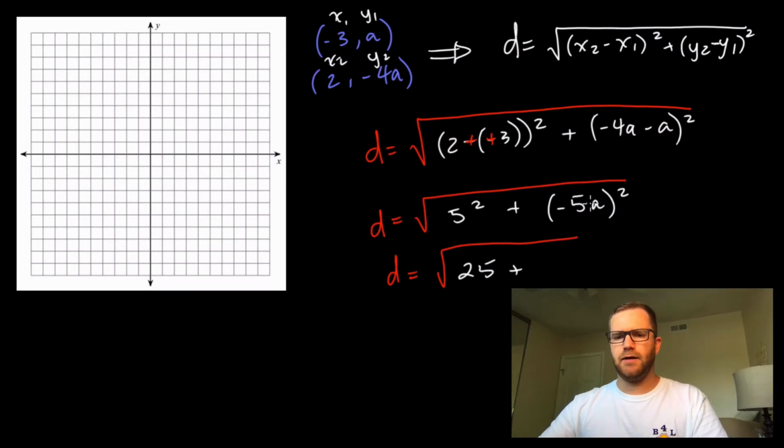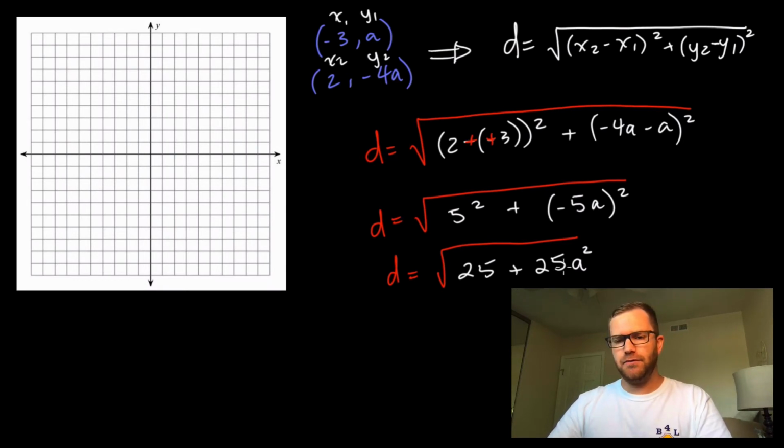plus negative 5a squared, so we square both the negative 5 and we square the a. Negative 5 times negative 5 is positive 25. A times a is just a squared. So we end up with 25 plus 25a squared, the square root of all of that. And this is actually our final answer.